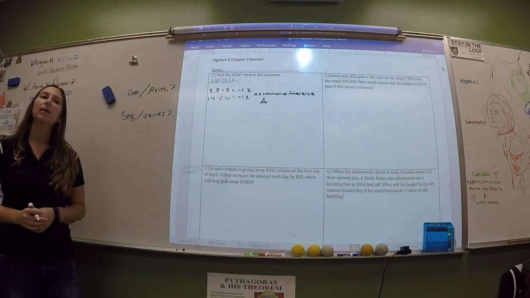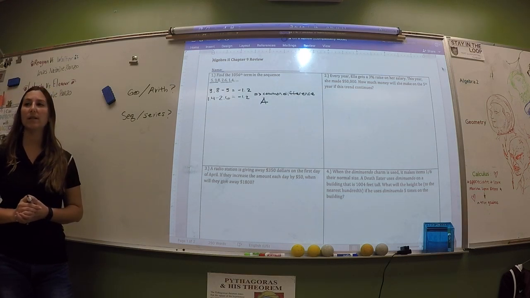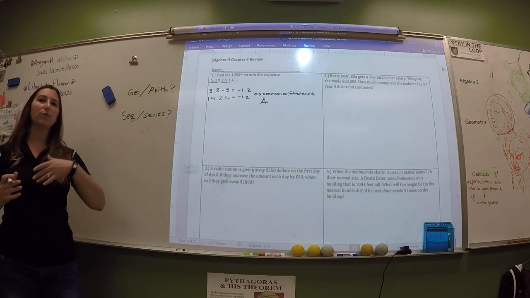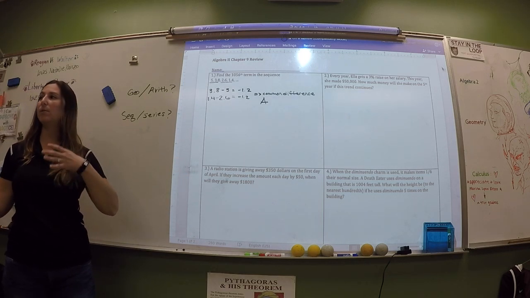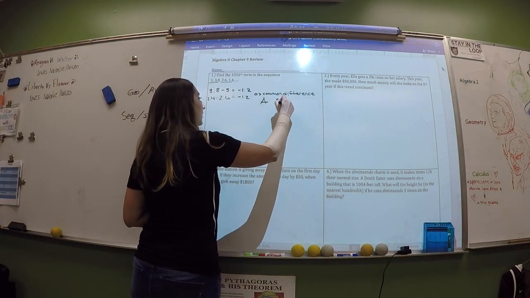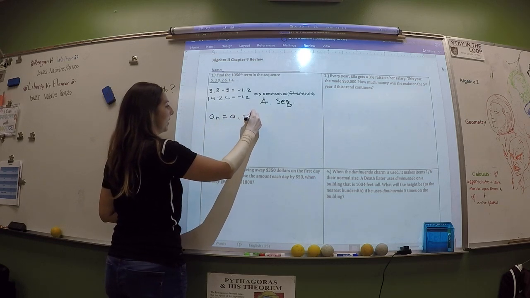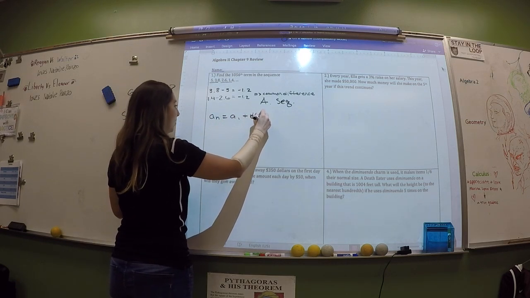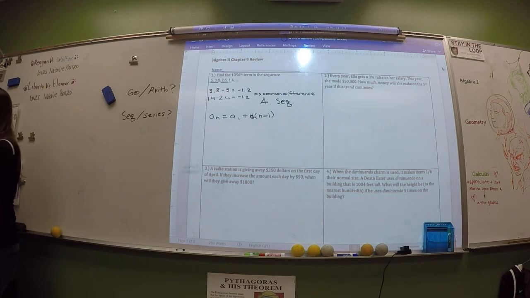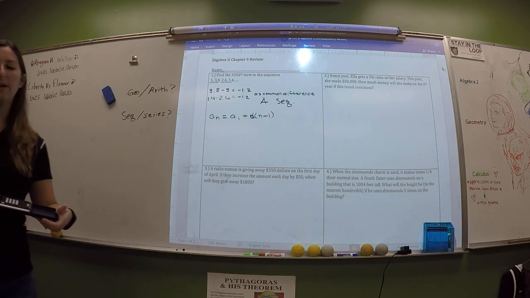Now it says, find the 1056th term in the sequence. So if it's asking for a future term, what does that make it? A sequence or a series? Sequence. So arithmetic sequence. So you write down your formula for an arithmetic sequence. And then you can try to plug in what you know. And if you don't know something, you might have to find it.